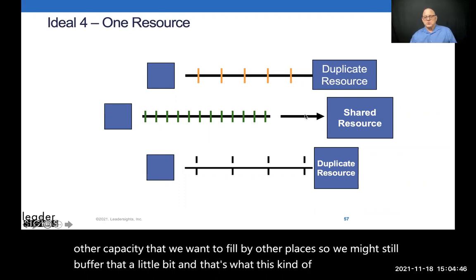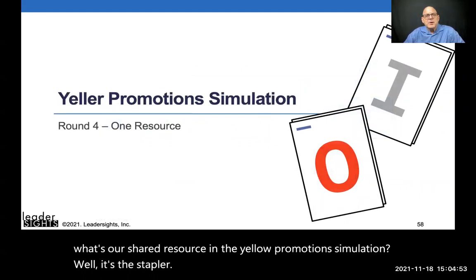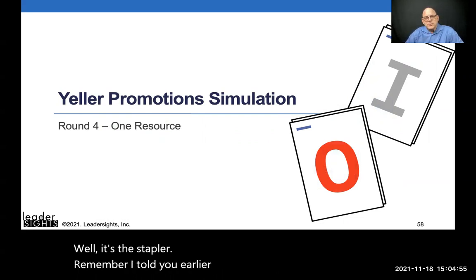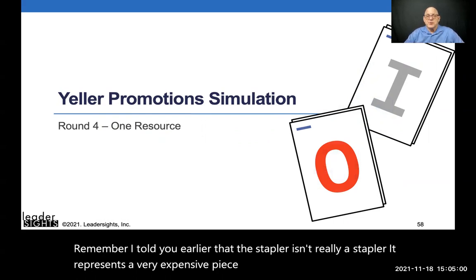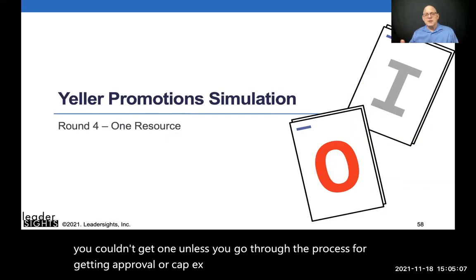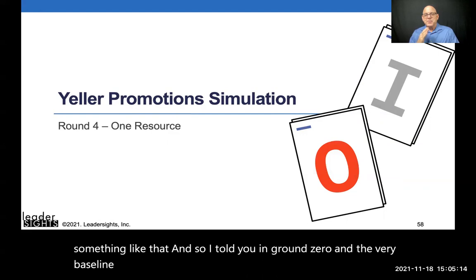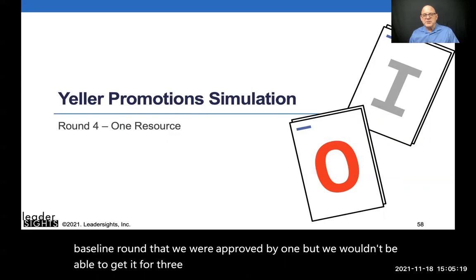So what's our shared resource in the Yeller Promotions simulation? Well, it's the stapler. Now remember, I told you earlier that the stapler isn't really a stapler. It represents a very expensive piece of capital equipment, and that you couldn't get one unless you go through the process for getting approval of CapEx, or you have this influx of money or something like that. And so I told you in round 0, in the very baseline round, that we were approved to buy one, but we wouldn't be able to get it for 3 years. Well, we're not quite at 3 years yet.